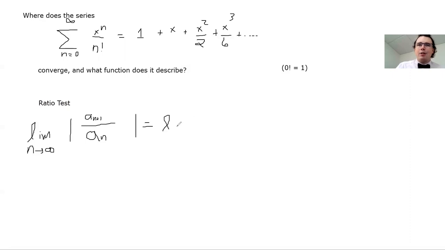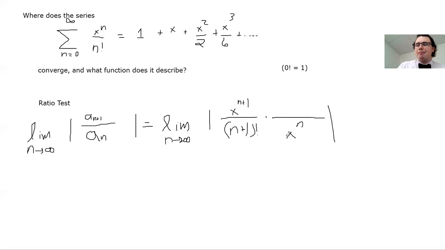Now, what is that going to look like? As usual, I am dividing fractions, so I'm just going to use reciprocals instead. My n plus first term has a numerator of x to the power n plus 1 and a denominator of n plus 1 factorial. Then I have to multiply by the reciprocal of the previous term in the series, denominator x to the power n, numerator n factorial.